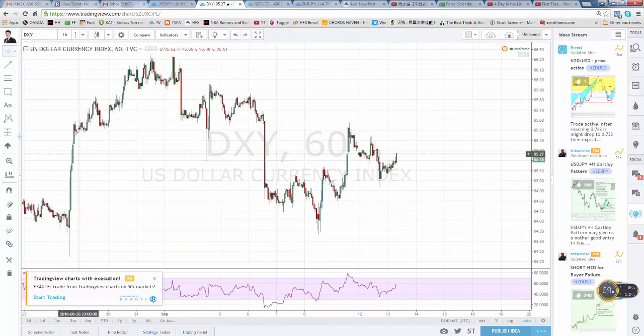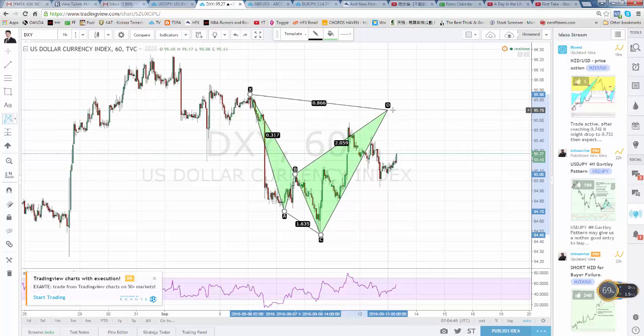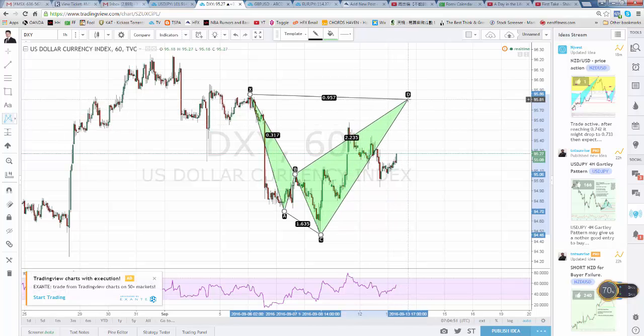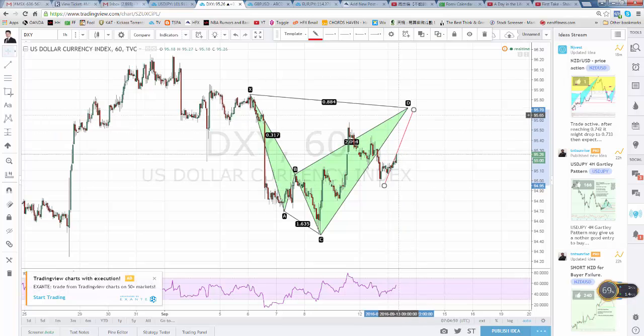So what other stuff can I see here? I see a potential 5-0. You know, it could complete around this 95-72 level. So this is a shark first. It could go up here, then it could come down to form a shark pattern, and this is where the big move upwards could happen.